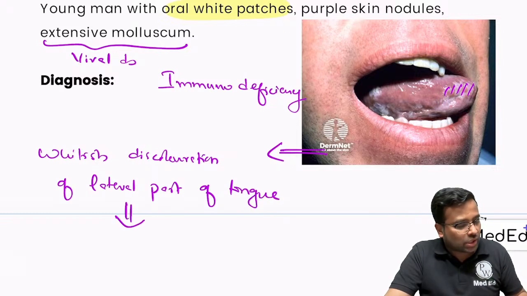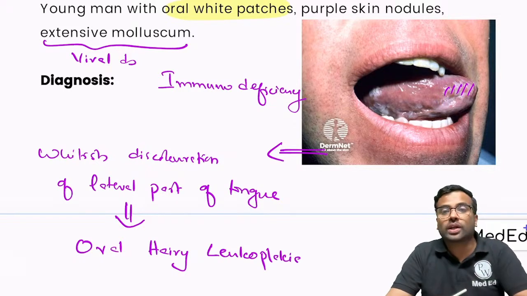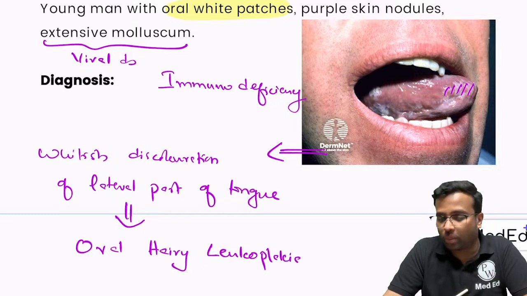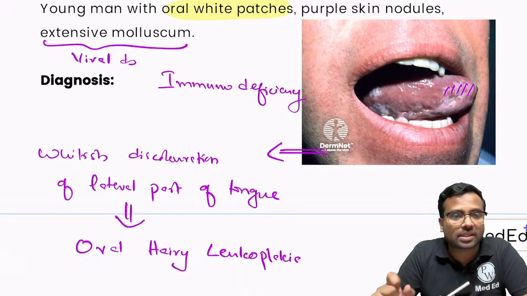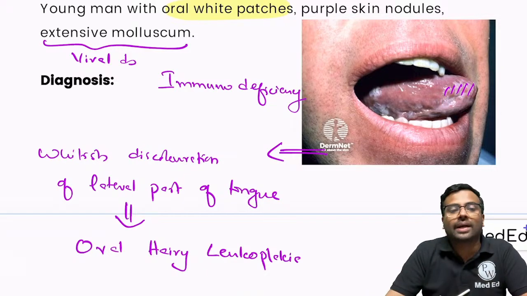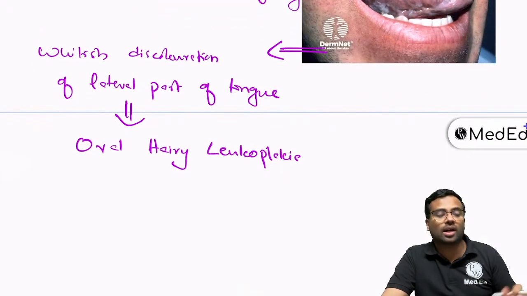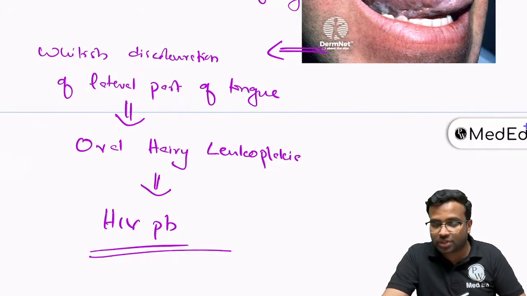So this is called oral hairy leukoplakia. Clear? So Narasimha, you are very close. You said leukoplakia. Yes, but to be more specific, it's called oral hairy leukoplakia. This is usually seen in HIV patients.